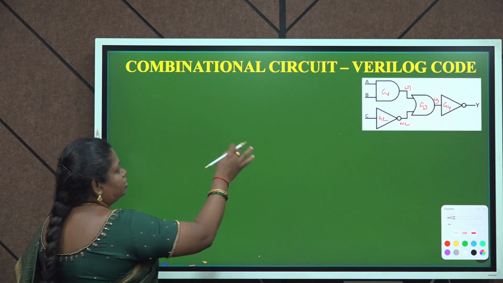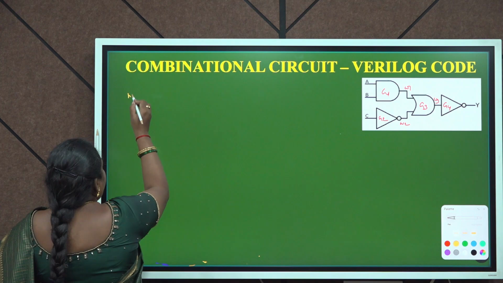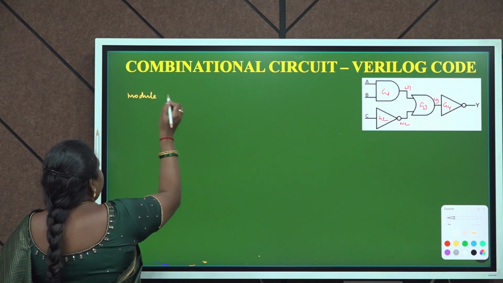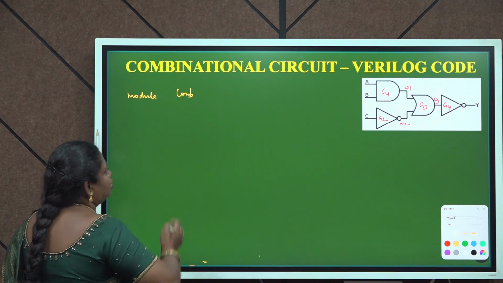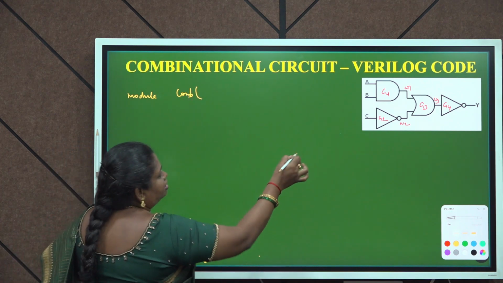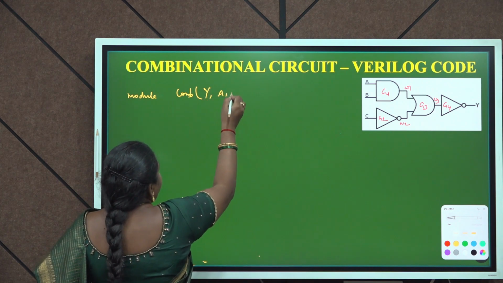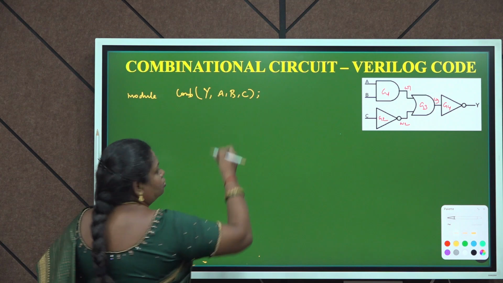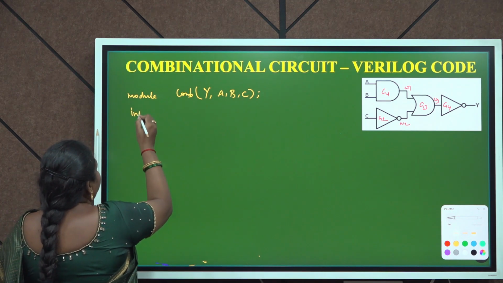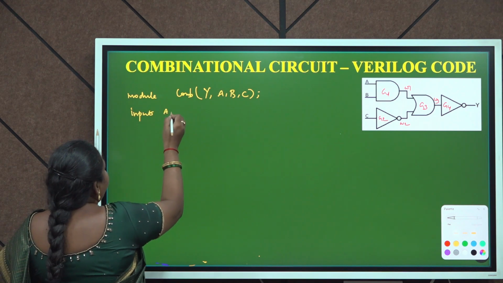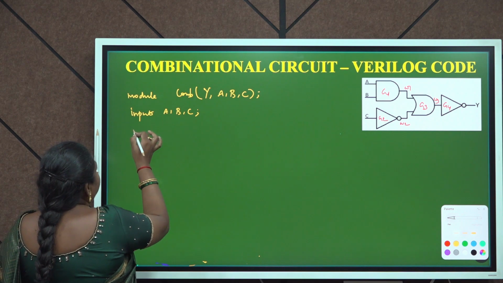Now we are going to write the Verilog code. Starting with module, I can give any name, so I am writing comp. I take the output as Y and the inputs as A, B and C, followed by a semicolon. Next are the input and output declarations. The inputs A, B and C are all single bit, so we can directly give the variables.